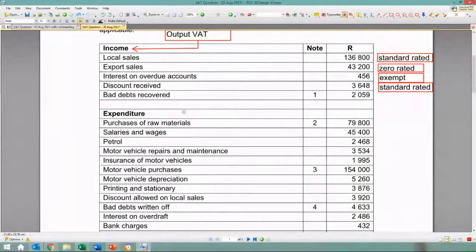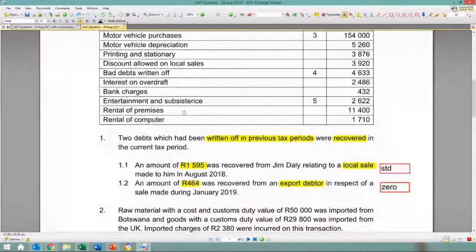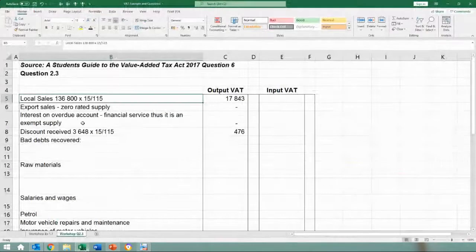Then if we go to the bad debt recovered, now we move to the additional information. When you document this in your calculation, you need to split it between these two data because it's different types of supplies. You can also just indicate it as one with two amounts in brackets, but it's better to do it separately to make sure you don't get confused.